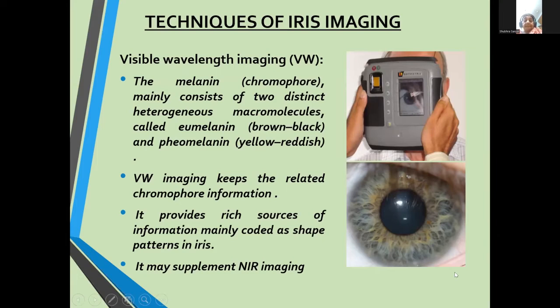There are the latest techniques for this, the visible wavelength imaging. The melanin chromophore mainly consists of two distinct heterogeneous macromolecules called eumelanin and pheomelanin. VW imaging keeps the related chromophore information. It provides rich sources of information mainly coded as shape patterns in the iris. It may supplement NIR imaging.